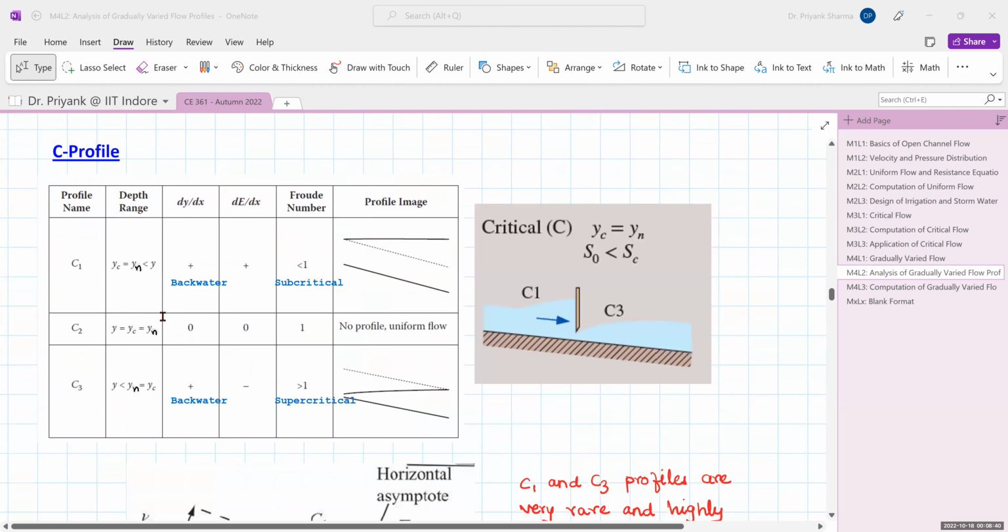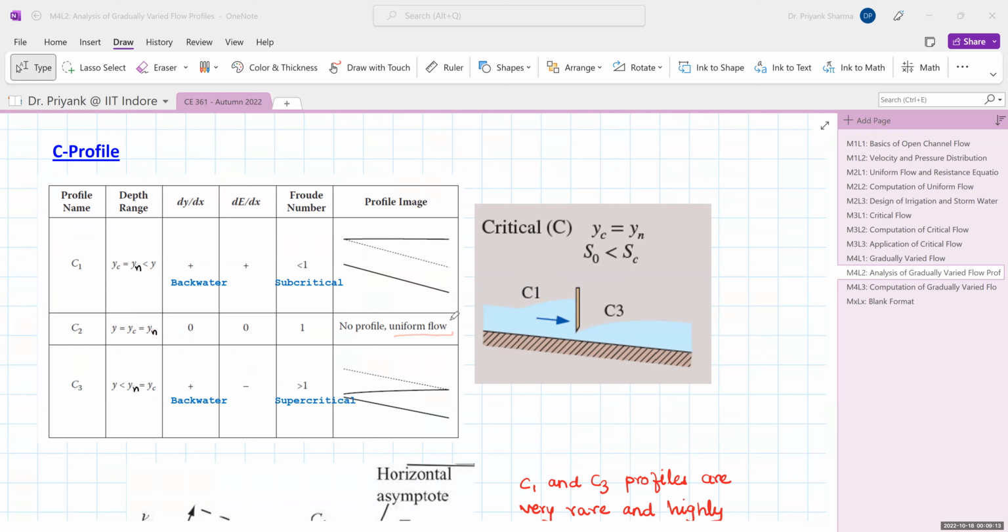Now we move on to the C profile. In C profile, there are three profiles possible. So C1, where your YC is equal to YN and Y is greater. So it is in zone 1. It is a backwater profile and it is in the subcritical zone. Now C2 is a special case where Y is equal to YC equal to YN. That means all three are equal, and that is only possible in case of a uniform flow.